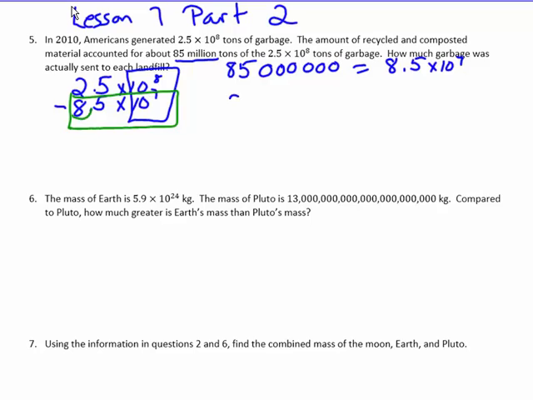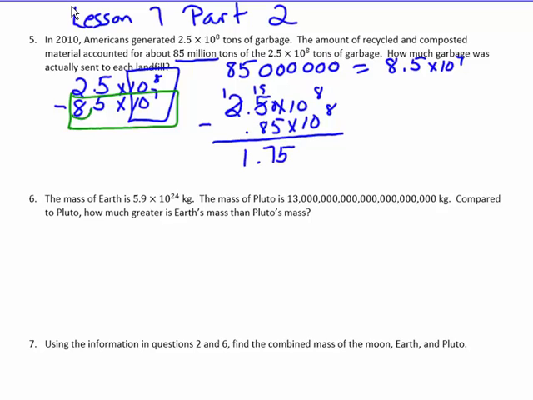So I'm now going to rewrite the problem. 2.5 times 10 to the 8th minus 0.85 times 10 to the 8th. Notice I tried to line up my decimal places there. So now in order to do this, I'm going to subtract my coefficients. So this is going to give me a 5. I have to borrow. So 1.75, and then you keep the power of 10.